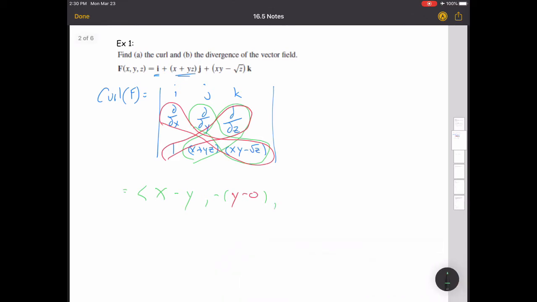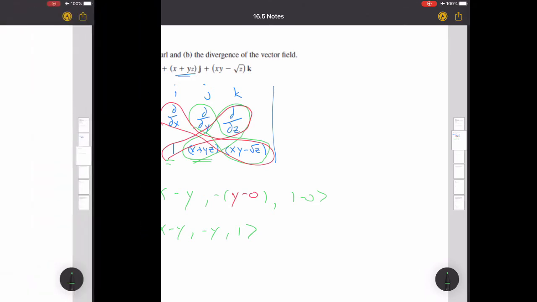Okay? And then the last one, there's really no way I can do that last one here without totally messing all this up. So I'm going to eliminate the i, j, k and the k column. We're going to get the partial with respect to x of this piece right here, that's just going to be 1. And the partial with respect to y of this piece right here is going to be 0. So our curl is x minus y, negative y, 1. That is the curl of f with respect to this function. Again, we will come back and do the divergence later.